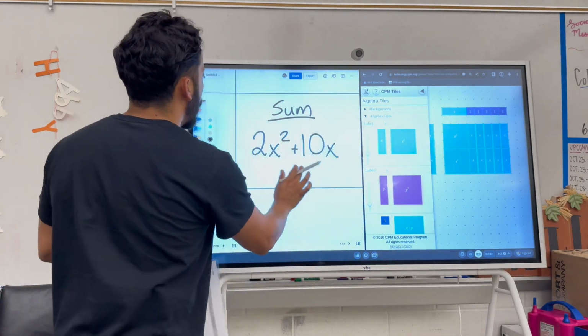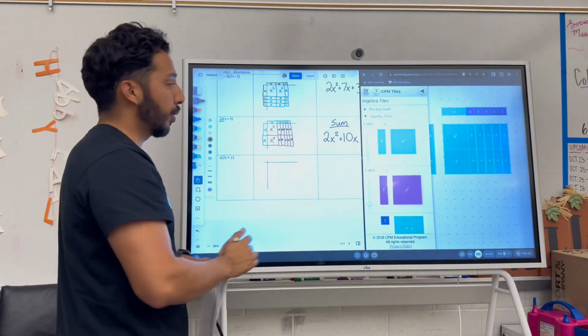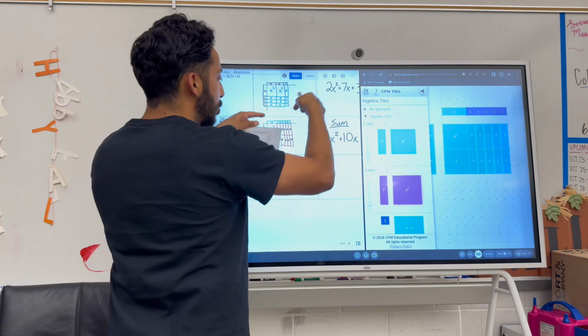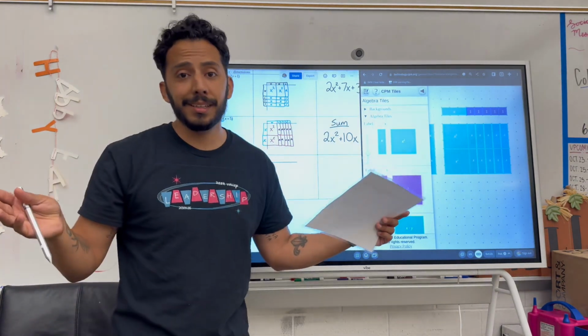Again, we are going from product to sum. We're going from sides to the inside pieces. And that's how you do it using algebra tiles.